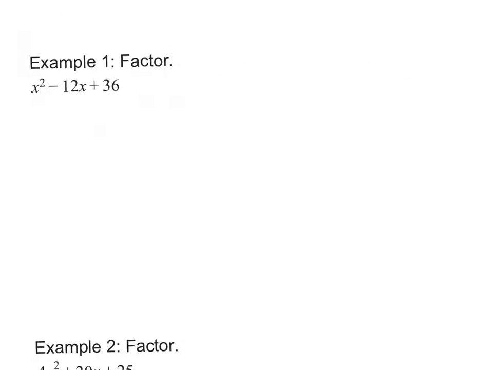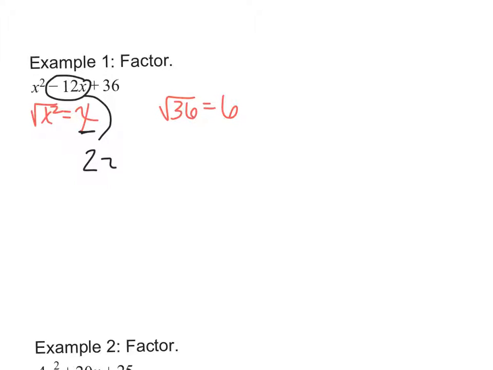Okay, so I'm going to look here. X squared, the square root of x squared is x, right? The square root of 36 is 6. So the middle term, this one here, 2 times a is x times c is 6. What's 2 times x times 6? 12x.